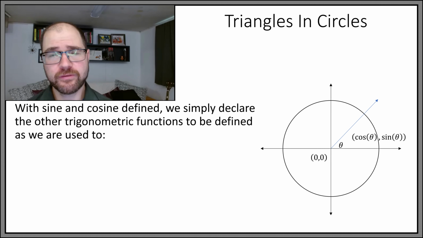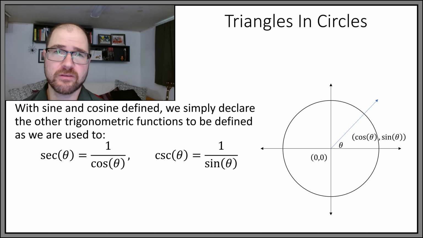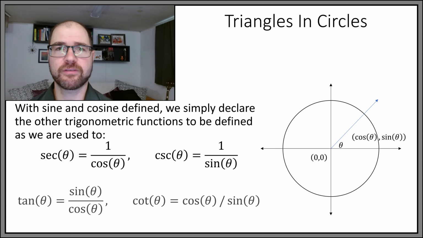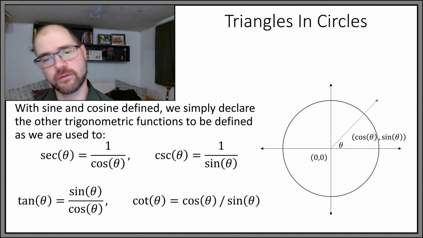Now with sine and cosine defined like that, you can declare the other trig functions to be what we already know they were equal to in the case of triangles. Specifically, secant is 1 over cosine, cosecant is 1 over sine, tangent is sine over cosine, and cotangent is cosine over sine.